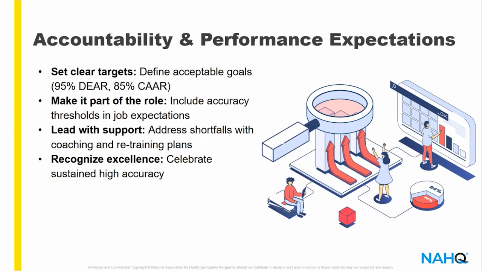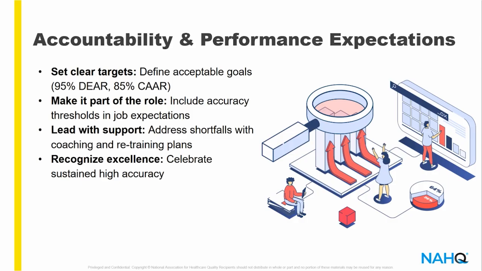IRR should feel safe and supported, but we must balance that with accountability. Accuracy is a core job expectation. We want a non-punitive approach while also firmly conveying that producing reliable data is part of the professional standard for the role. So set clear, objective targets up front. For example, 95% DEER and 85% CAAR are your baselines so that abstractors know what acceptable looks like. Next, integrate these standards into the abstractor role itself so that accuracy is sitting right alongside productivity, timeliness, and other performance goals.